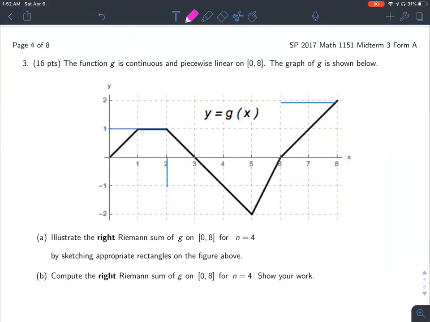Question 3. The function g is continuous and a piecewise linear function from 0 to 8 inclusive. The graph of g is shown below. Part A, illustrate the right Riemann sum of g from 0 to 8 for n equals 4 by sketching appropriate rectangles in the figure above.